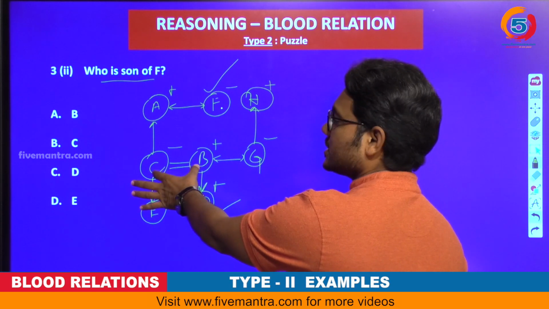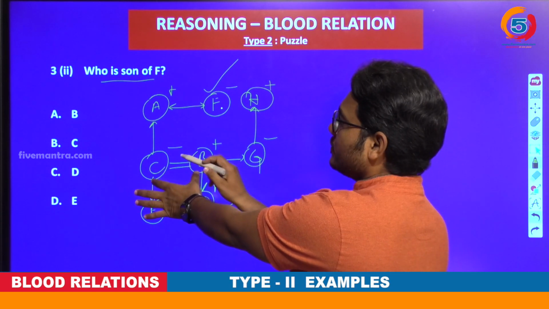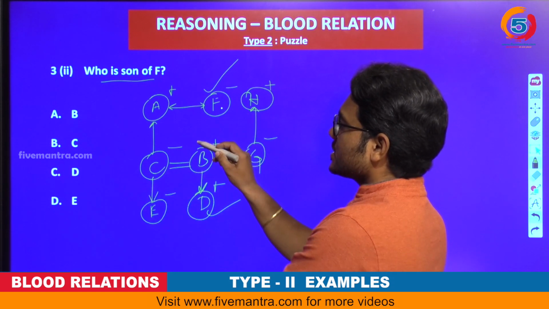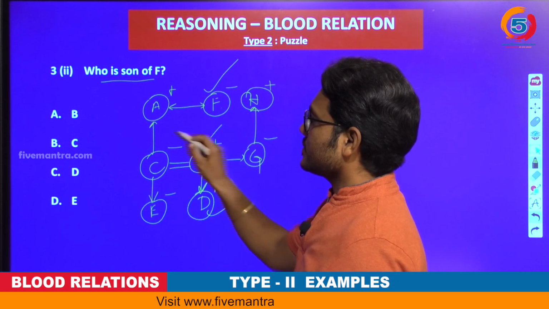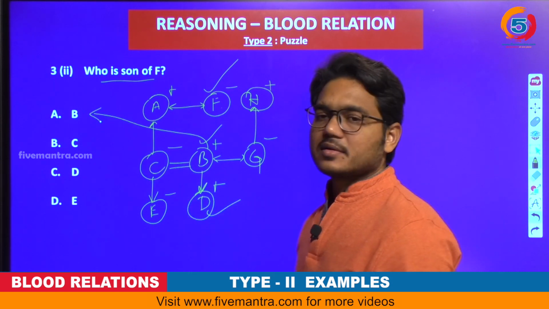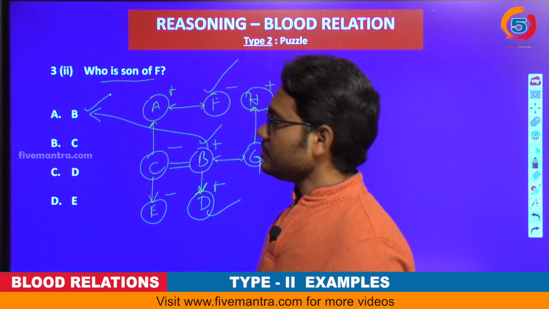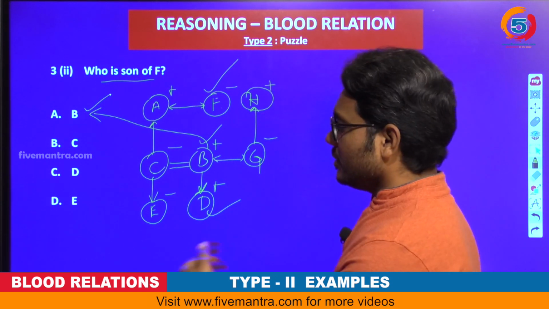These are siblings here. C and B are siblings, and out of which B is a male. Obviously, F's son is B. F's son is B, isn't it? So our answer is B. Then we'll move ahead.